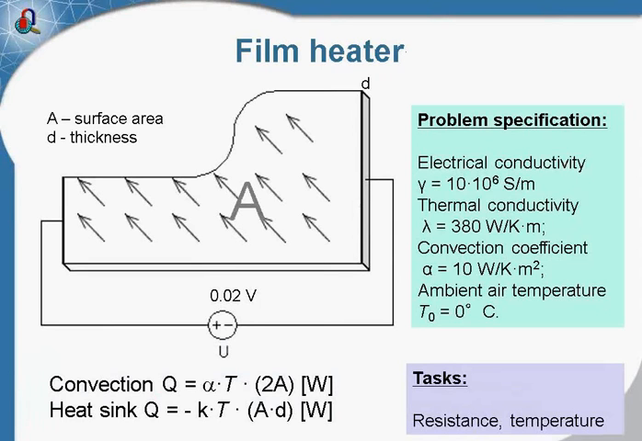And this is the thin conducting plate used as the electric heater. You know, the electric current flowing in the conductor causes the electric losses, and the losses cause the heating of the conductor. So our task here is to calculate the temperature distribution in this plate.